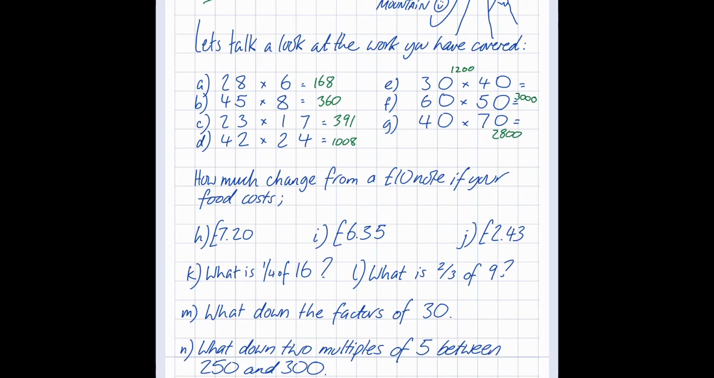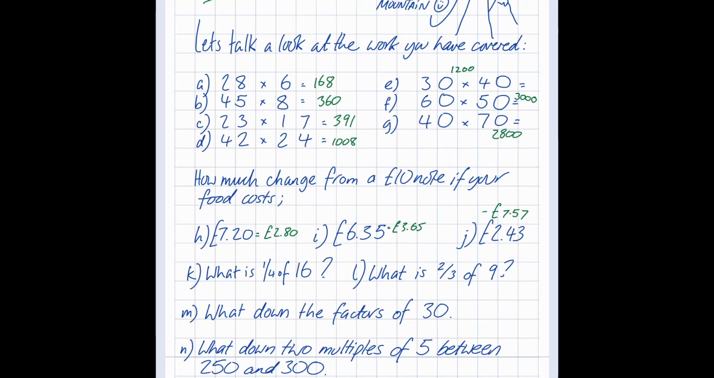How much change from a £10 note? Right, I'll do these in my head. So I'm going to count up and it gets £2.80. Next one would be £3.65 change. And then the last one would be £7.57. Well done if you got those right.